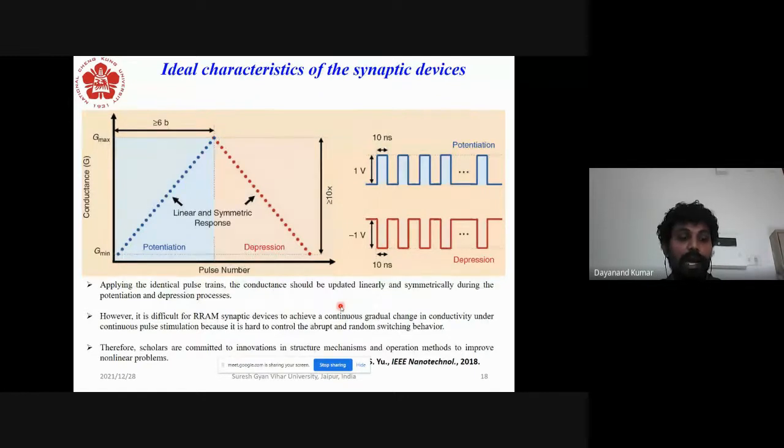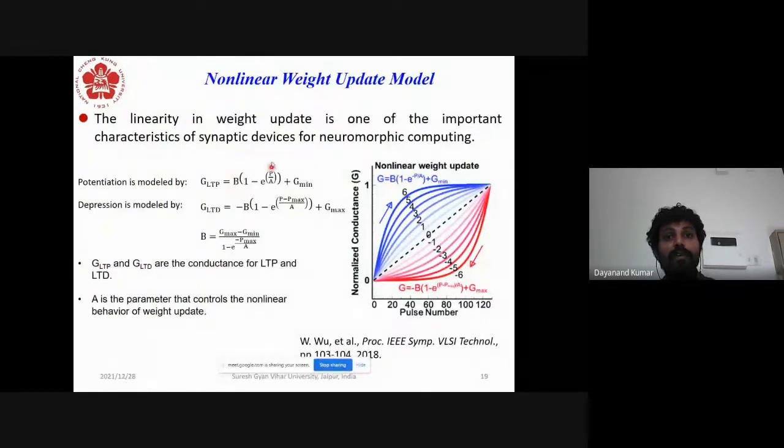If you come to the ideal characteristics of synaptic devices, the conductance should increase linearly with pulse number. And this conductance increasing means you are learning. And if you are forgetting, it should be like this also, if you are using different pulses. So here is the nonlinear weight update. That is also an important property.